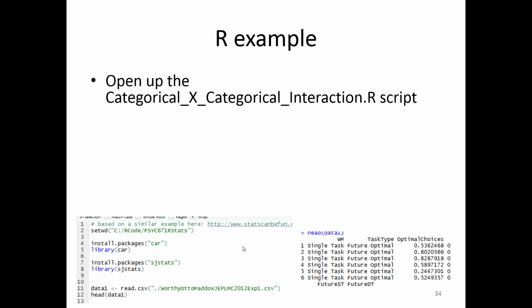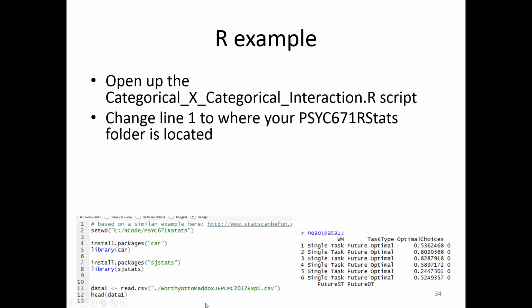Okay, so I've created a new R script. Open up the categorical by categorical interaction.R script, and you can see that it looks like it does down here. Change line 1, I guess this is actually line 2. I added in a line where I based this on a similar example right here and gave the link if you want to see it. It's pretty short, and there are also some other examples I looked at as well.